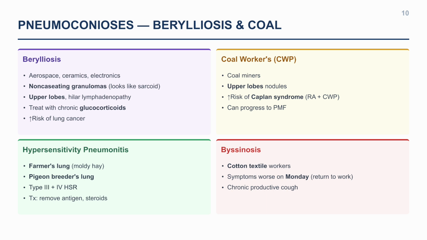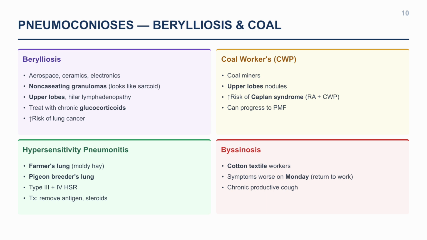Four more occupational exposures to know. Berylliosis, seen in aerospace, ceramics, dental material, and electronics workers. It causes noncaseating granulomas that look identical to sarcoidosis on biopsy. It affects the upper lobes with hilar lymphadenopathy and is treated with chronic glucocorticoids. It also increases lung cancer risk.